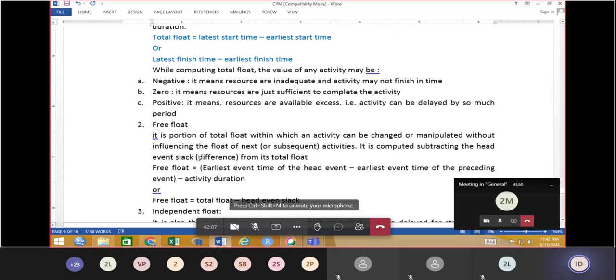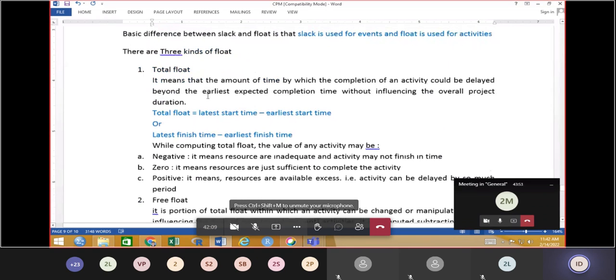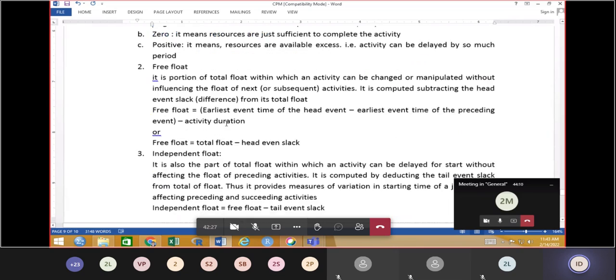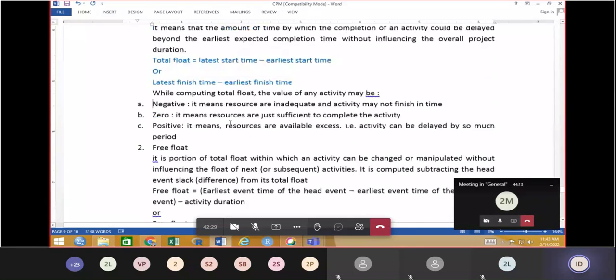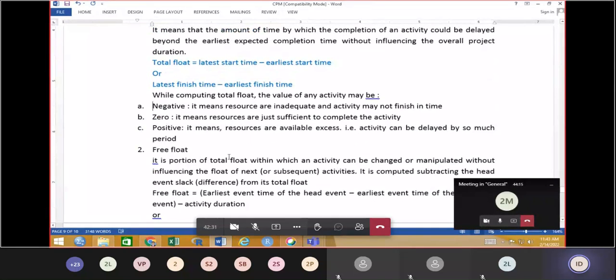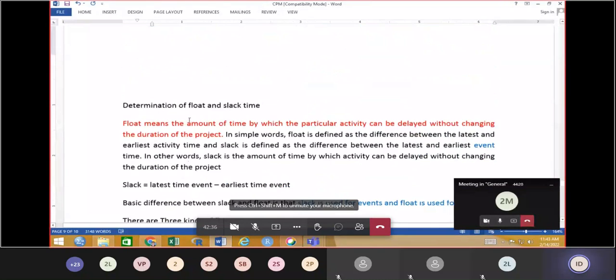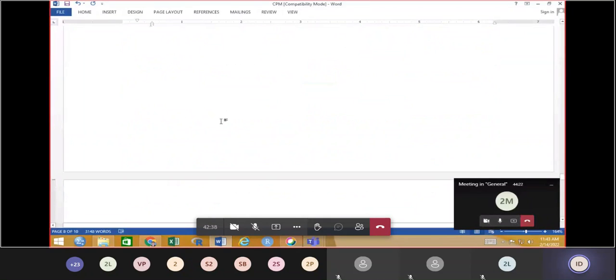So all these are the three floats, that is the idle time, or rather the delay time. The situation is different: sometimes it is negative, sometimes zero, sometimes positive. So these are the formulas you have to keep in mind, and the different types of floats, using LFT and LST.